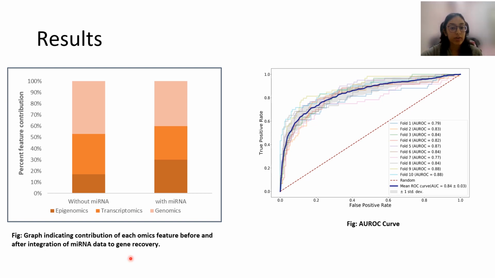The first graph here shows us the percentage feature contribution of all of the omics to the final prediction from the GCN. We see that without using miRNA data, just using DNA methylation, our feature contribution for epigenomics is about 16–17%. But using miRNA, this increases to 30%, which is a significant difference as mentioned because epigenetic modifications are reversible. This is our training curve, area under the ROC curve.